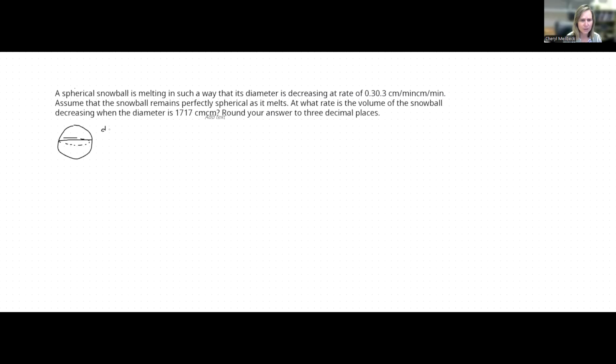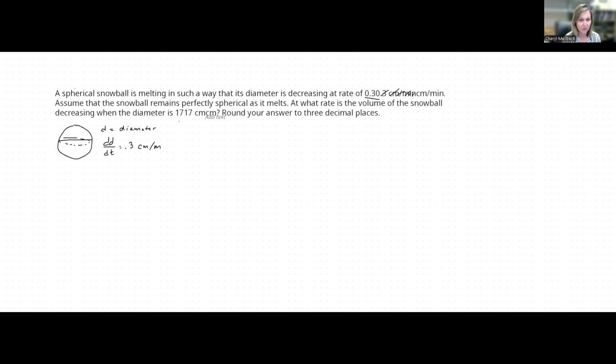So I'm gonna let D be the diameter. And because it says it's decreasing at a rate of 0.3 centimeters per minute, that's a rate. So we're going to write dD/dt, the derivative of the diameter with respect to time, is going to be 0.3 centimeters per minute. Assume the snowball remains perfectly spherical.